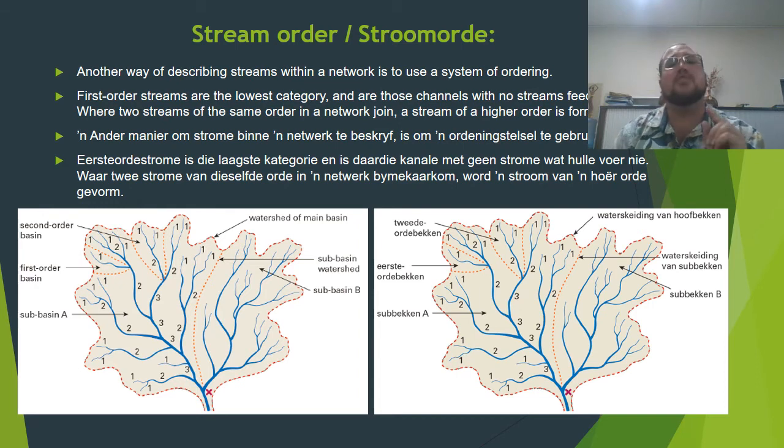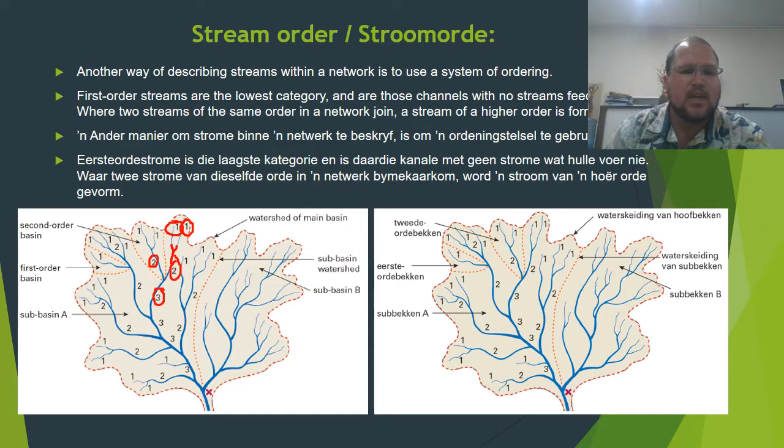This is important for the task that you will be receiving. So let's look at this map down below. We can see first order streams are our smaller streams. Now, two first order streams that flow into each other will create a second order stream. Two second order streams flowing into each other will create a third order stream.